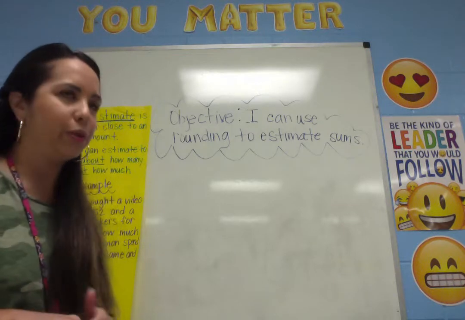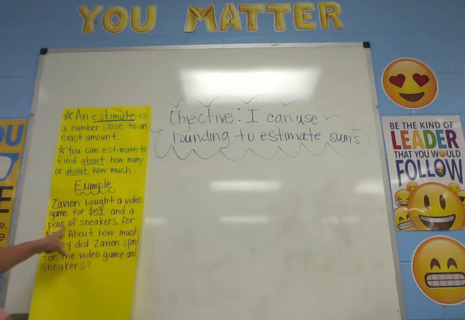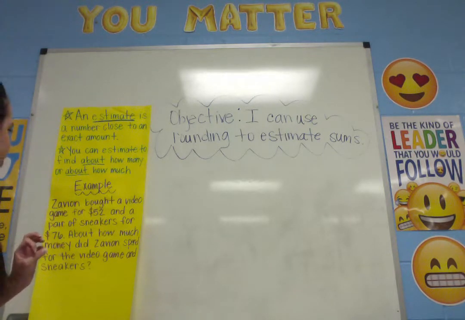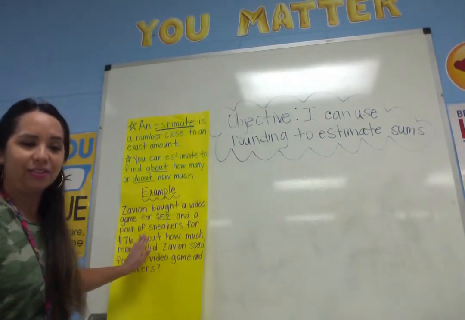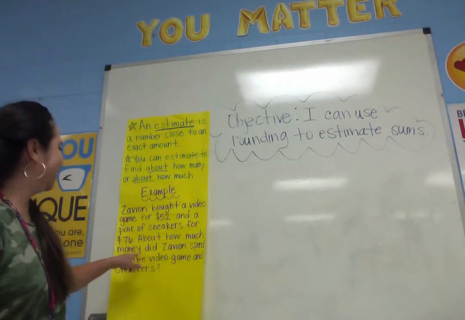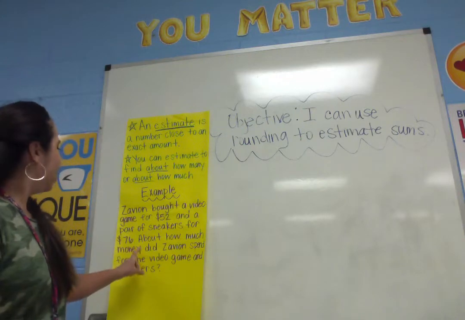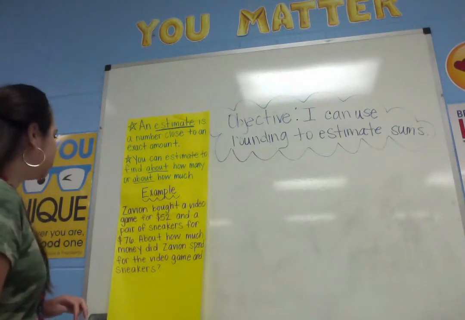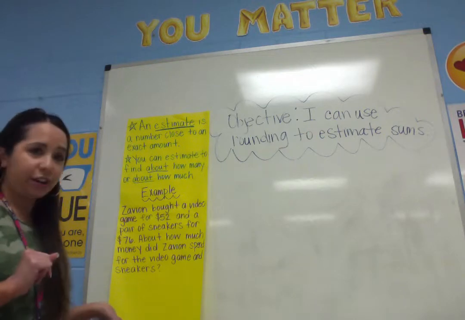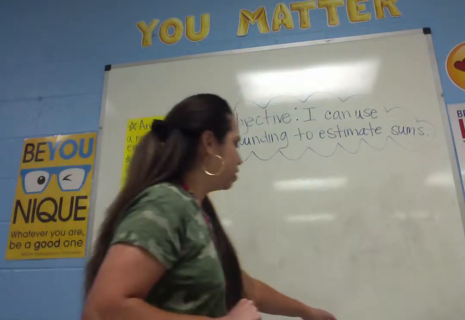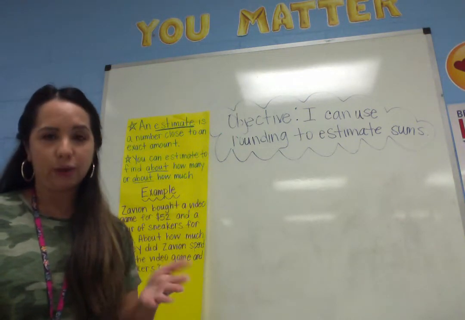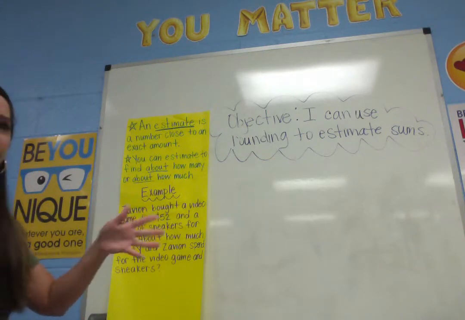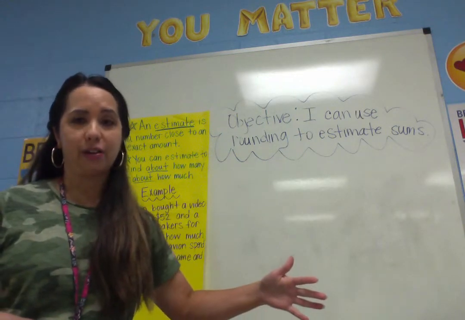Here's an example. Here's a word problem. Xavion bought a video game for $52 and a pair of sneakers for $76. Wow, Xavion, you have a lot of money, huh? I bet you have good taste. About how much money did Xavion spend for the video game and sneakers? So this word problem, we don't want to get the exact answer. We want an estimate. We want a number that is close to the exact amount, all right?